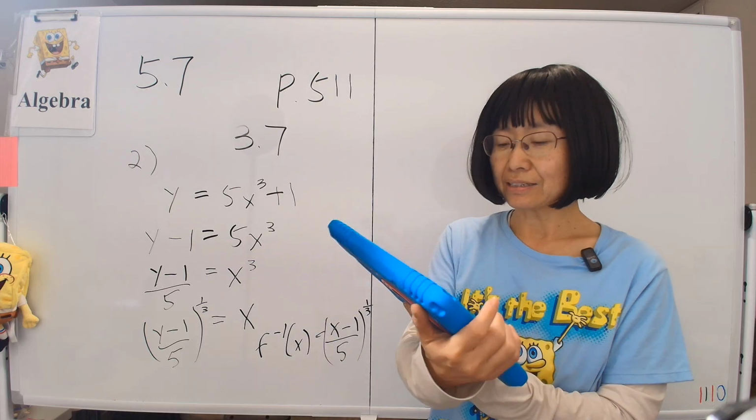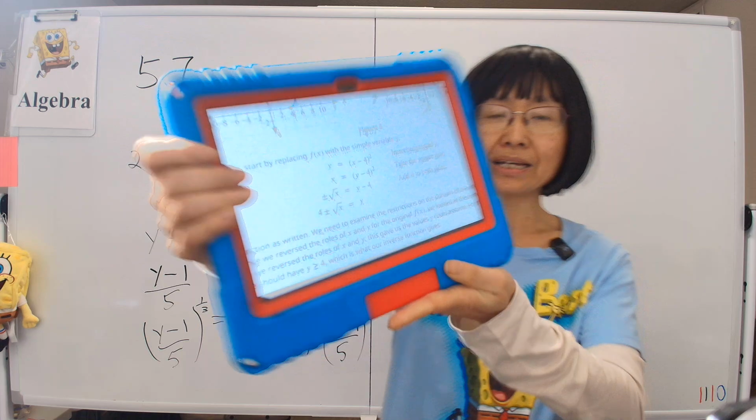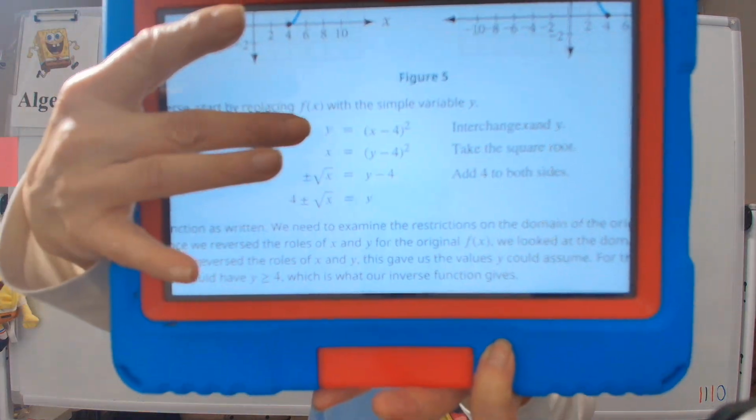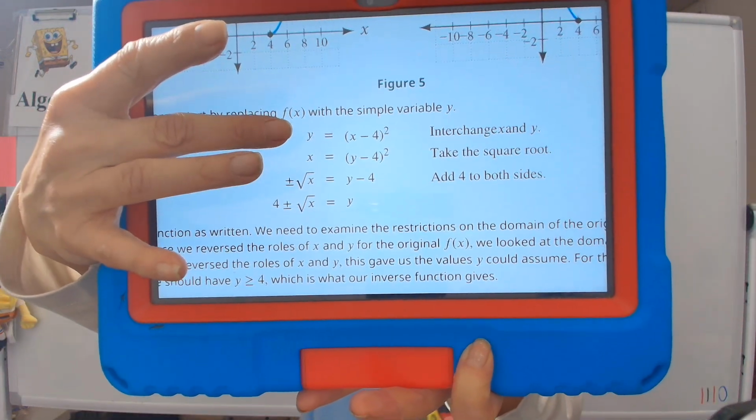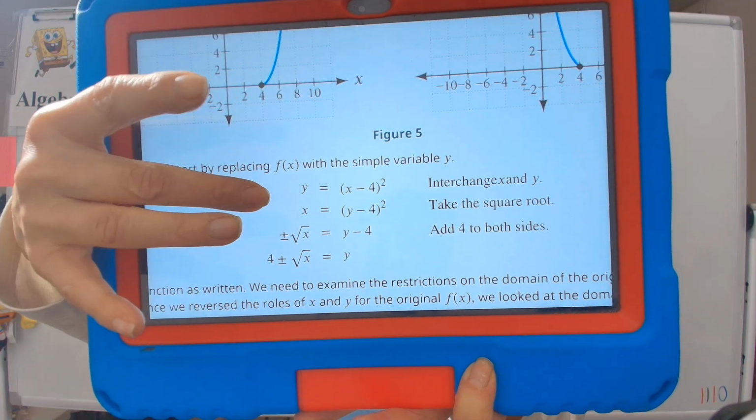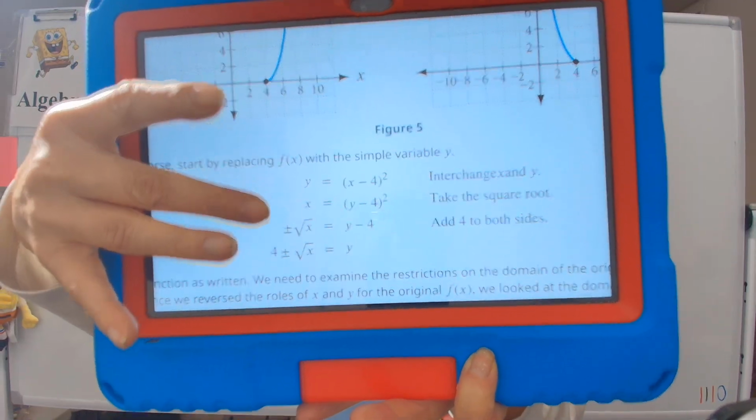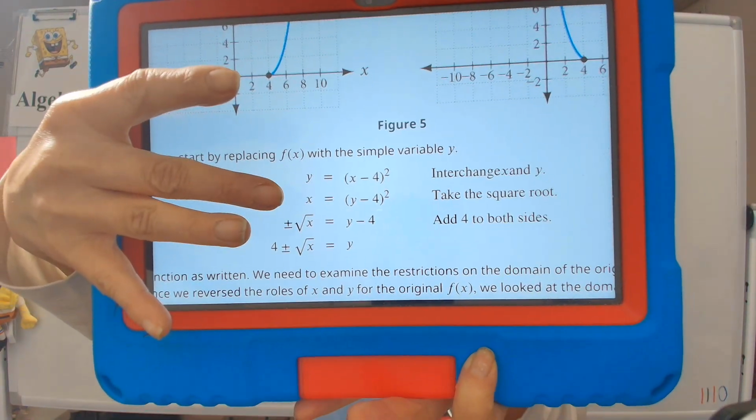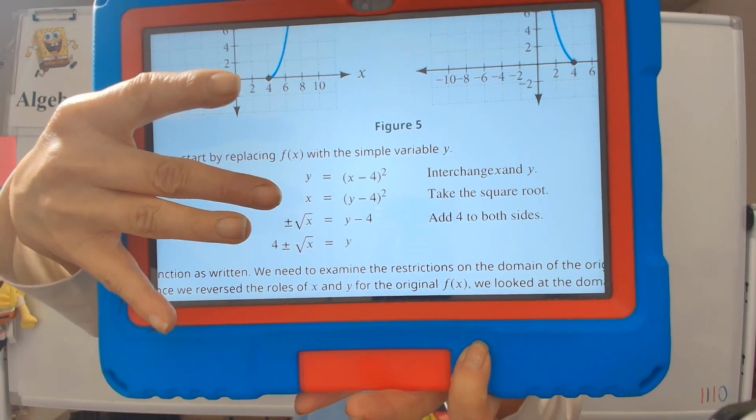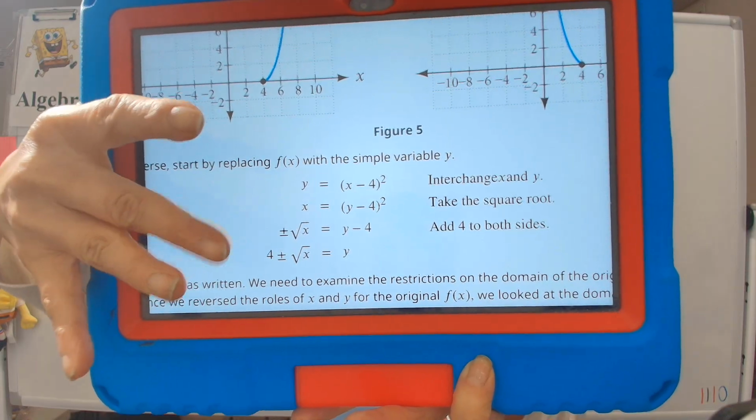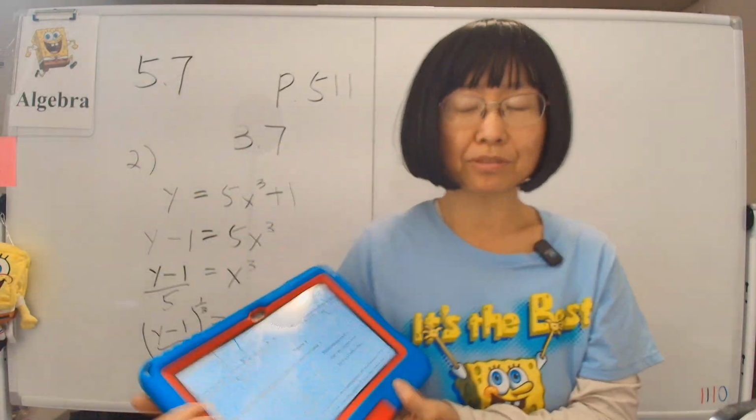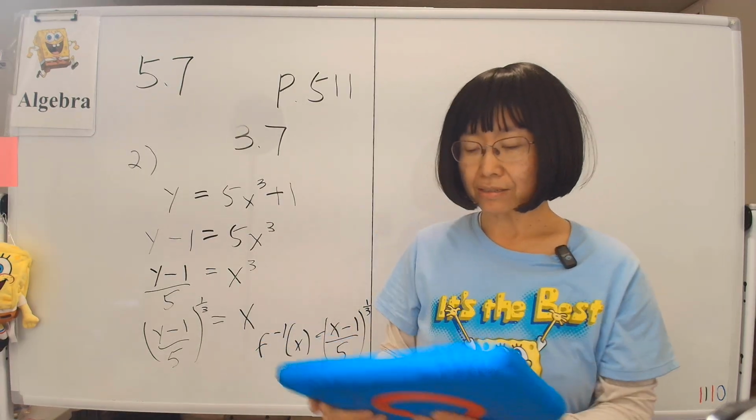That is, you solve for it. Once you do the exchange, here's the original function. Yeah, I think so. And here's the exchange. And then you have to take the square root and then solve y in terms of x. And that is about it.